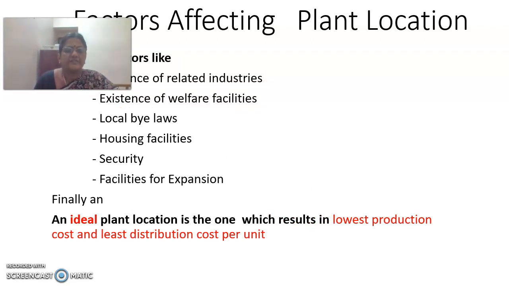Apart from all these 10 factors, there are some other factors like presence of related industries, existence of welfare facilities, local bylaws, housing facilities, security, facilities for expansion. So considering all these factors, we have to decide which site is better for our industry. Finally, we can conclude that an ideal plant location is the one which results in the lowest production cost and the least distribution cost per unit.